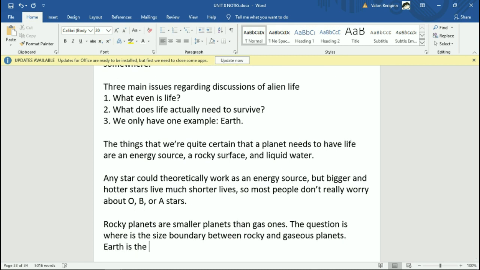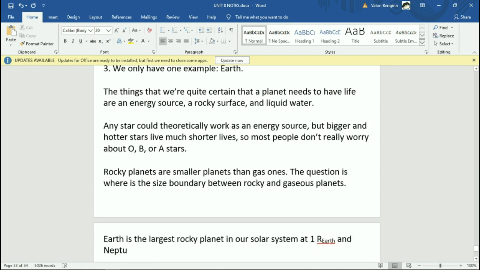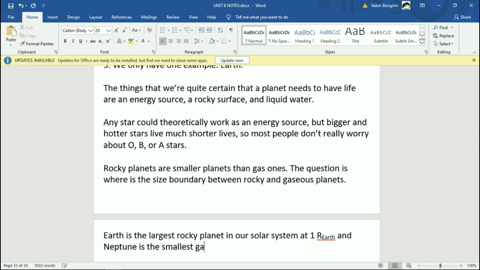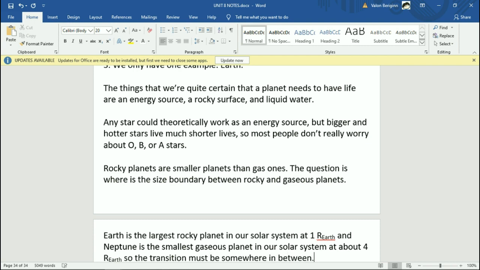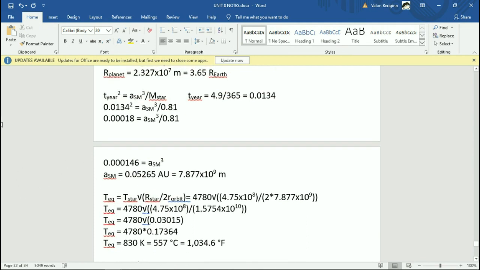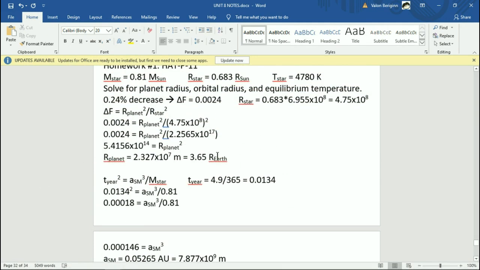So Earth is the largest rocky planet in our solar system at 1 Earth radius, obviously. And Neptune is the smallest gaseous planet in our solar system at about 4 Earth radii. So the transition must be somewhere in between. Okay. Now, for example, the problem we did up here involved a planet that was 3.65 times the radius of the Earth. So the question is, is this one a rocky or gaseous planet? And you may think, well, it's pretty close to Neptune, so it's probably gaseous, and yeah, it probably is.